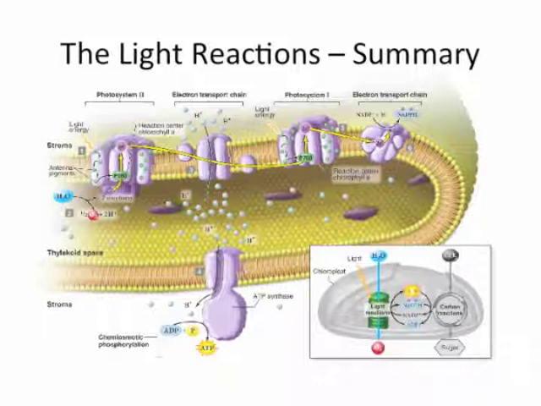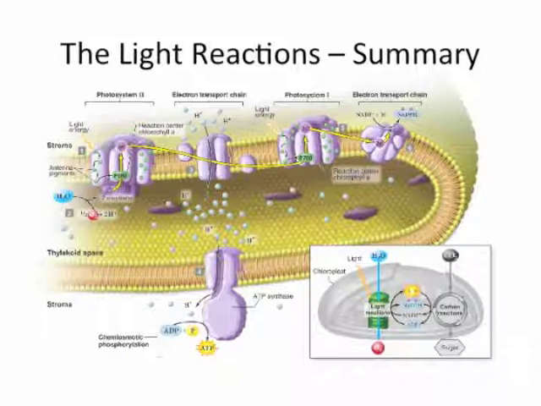Photosystem 1, light hits that. It's captured, funneled down to P700, excites electrons which are sent to NADP reductase to reduce NADP into NADPH. And electrons are replaced in photosystem 1 by electrons coming off the electron transport chain. So in this way, we've created ATP and we've created NADPH.